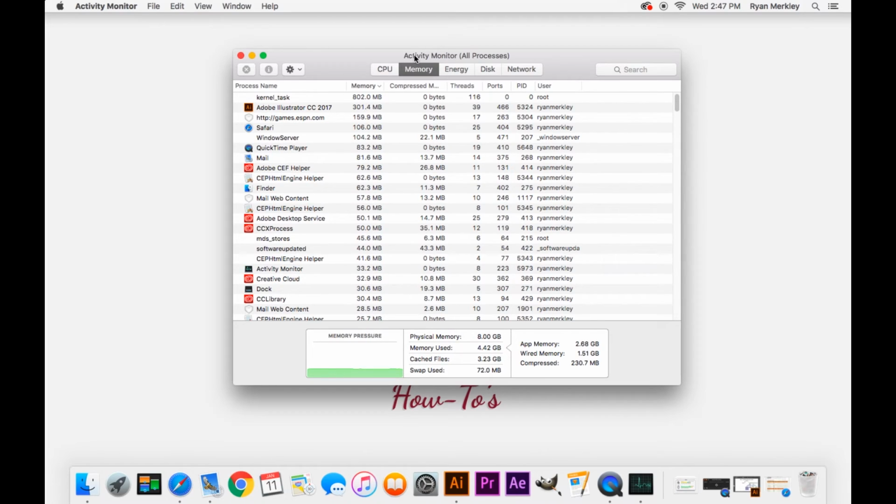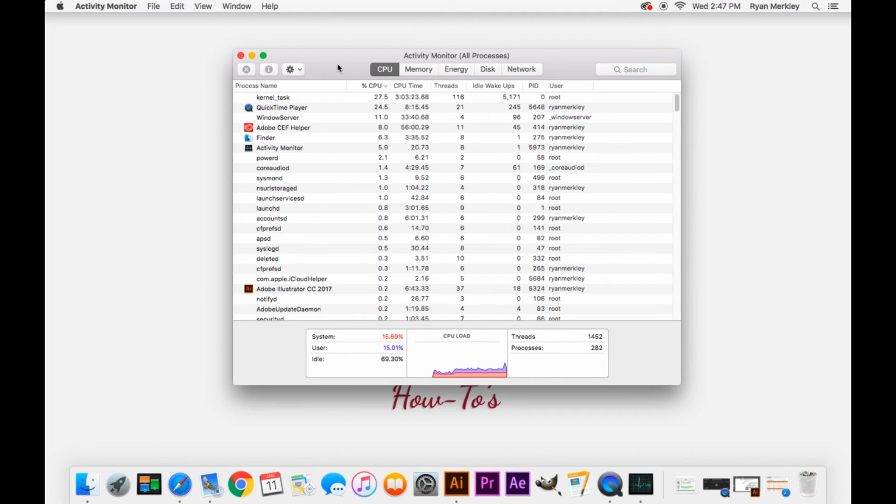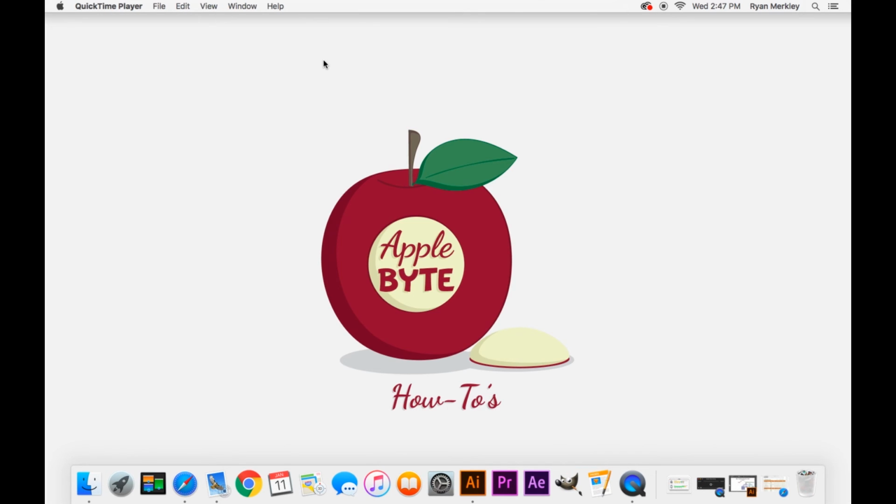So a lot of the issues you're looking for with Activity Monitor are processes that are running out of control. It has really high memory use. It has really high CPU use. Those are kind of red flags that something is going on and those processes need to be stopped. So that does it for Activity Monitor.